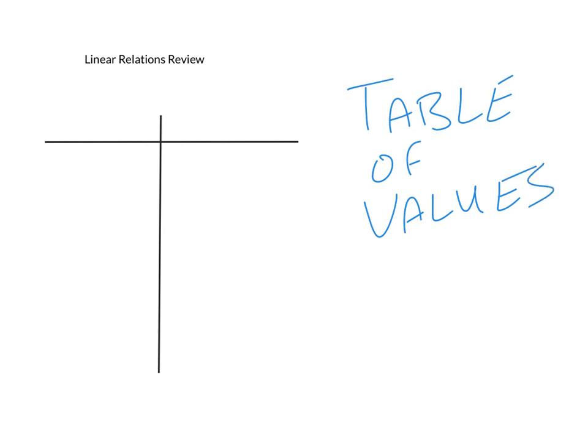And we put our information in a table of values so that we can see our independent variable and our dependent variable. This will allow us to compare the independent and dependent variable and then make a graph.